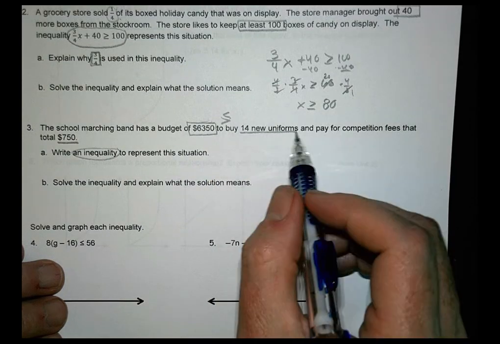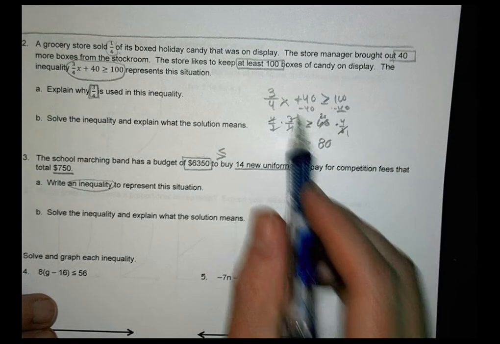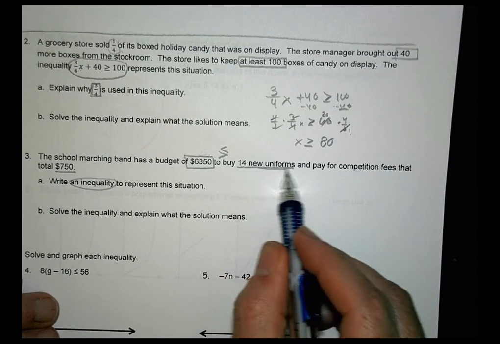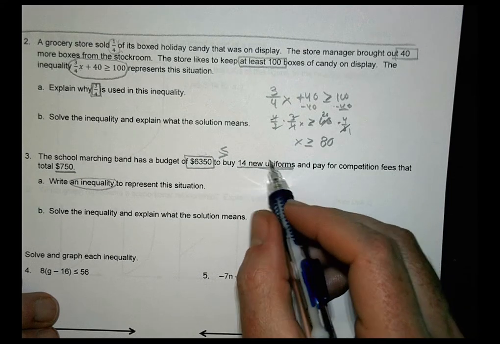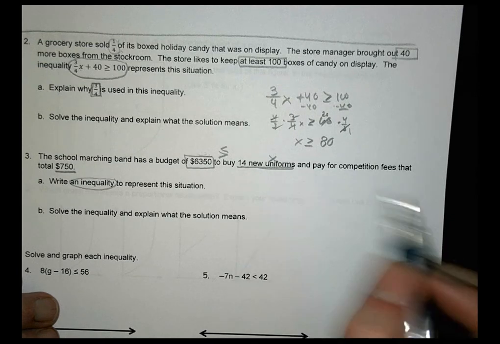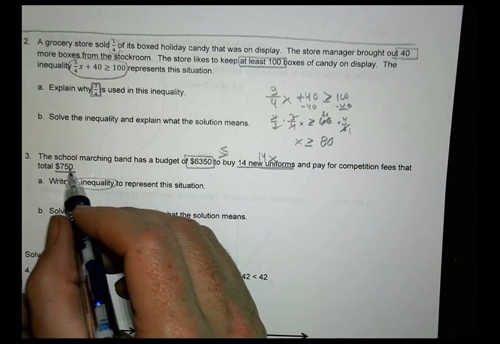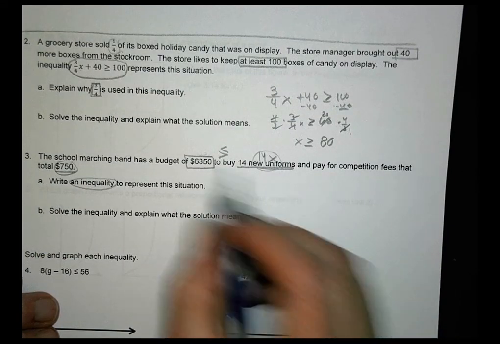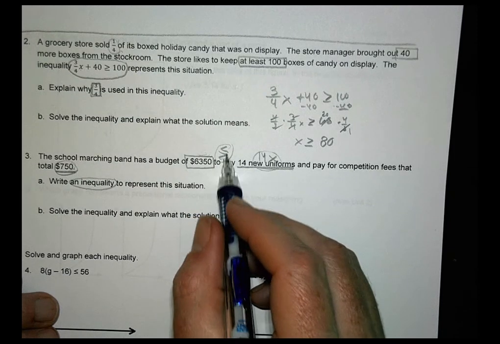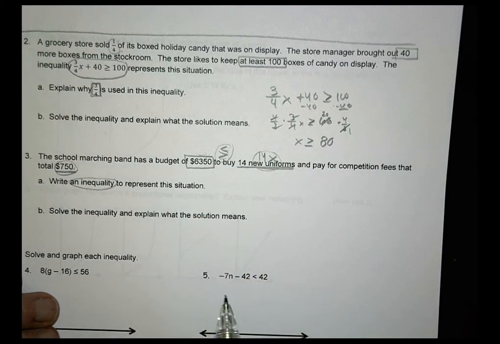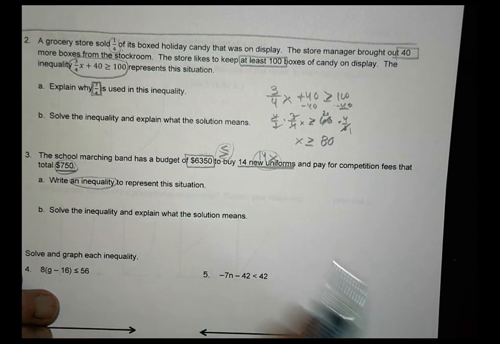And our two pieces of data, like up here we had 3/4 plus 40, right? They did two parts there. Here we have 14 new uniforms. We don't know how much those cost, but they have a value. You call it x, right? 14x. And competition fees is $750. So we have 14x, we have 750. Those are my numbers. And we have to decide greater than or less than, and we can use equal to technically, write an inequality and solve it. I'm going to let you do that with the information provided and circled there.